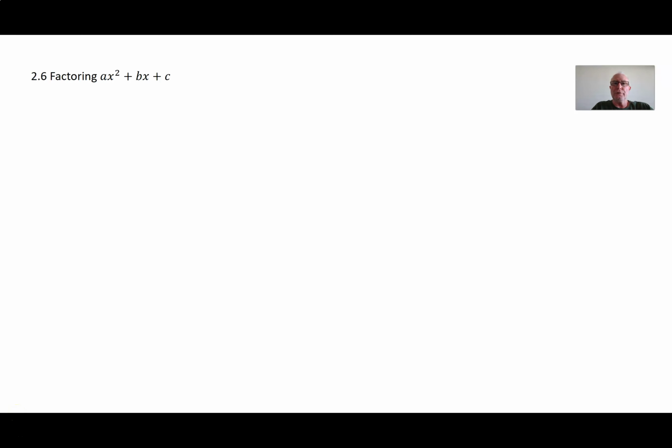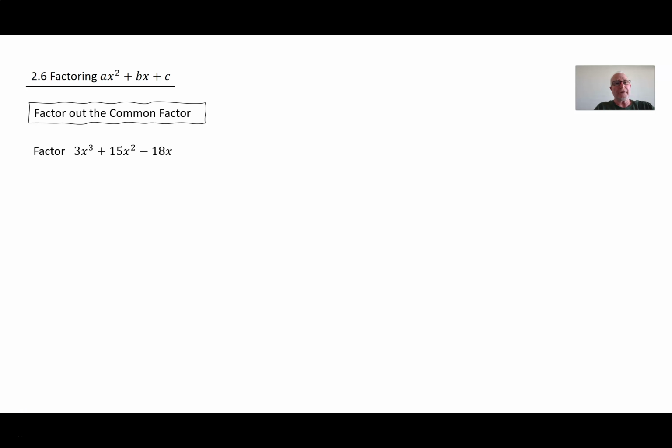Today's lesson is on 2.6, factoring ax squared plus bx plus c. In other words, we have a coefficient in front of the x squared other than 1, a number in front of the x squared. The first thing you have to do when you're factoring a trinomial is look for a common factor. Factor out the common factor first. You always need to do that or you're going to run into problems.